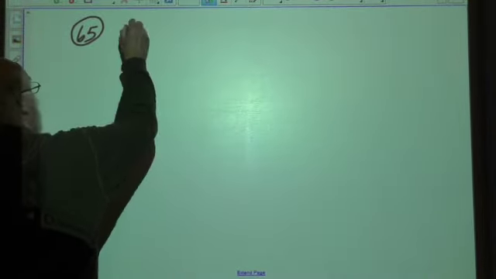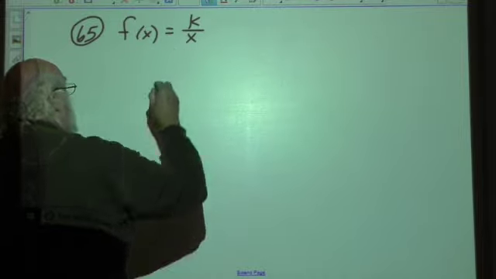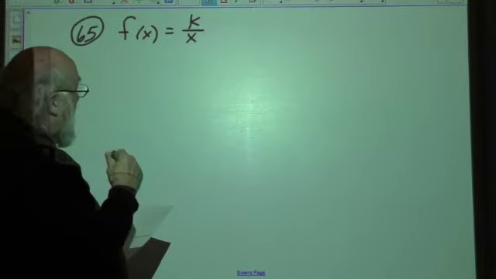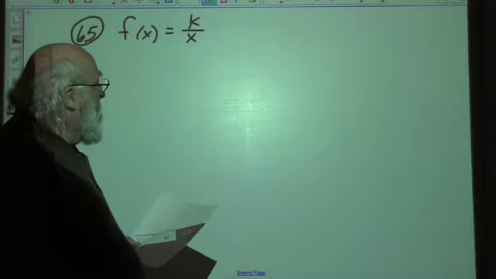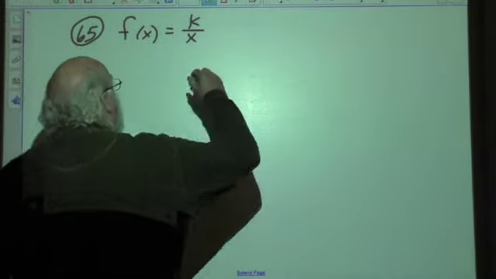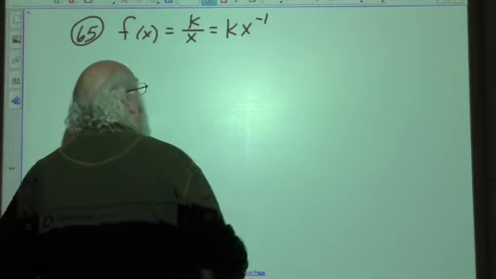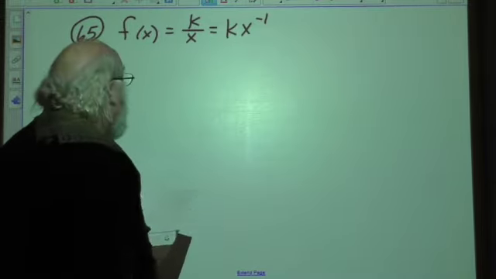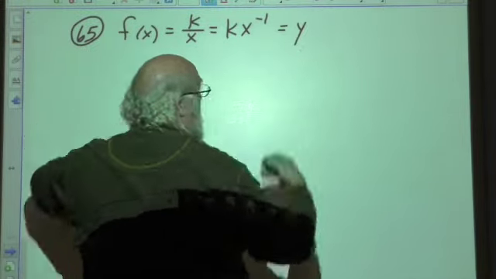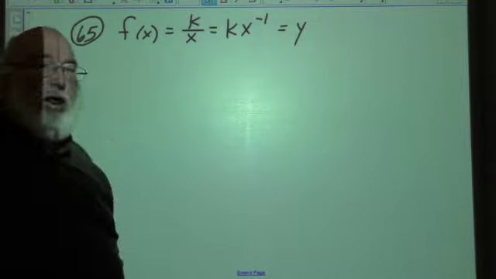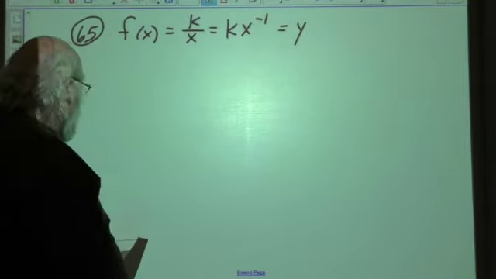Anyway, function of x is k over x. And again, in order to use the power rule for derivatives, I'm going to rewrite that as k times x to the -1 power. And that's our y. Function of x is the same as y. I keep saying that, keep harping on it, because it's a really important point.